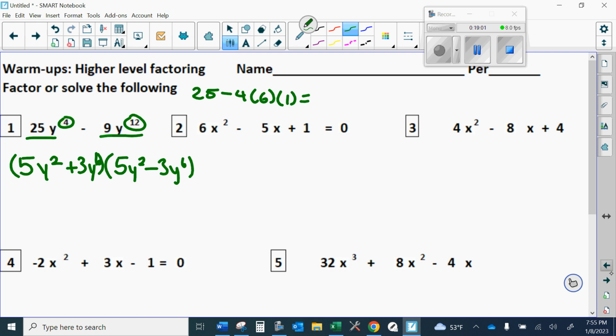I get 25 minus 24 is 1. 1 is a perfect square, so that does factor, guaranteed. So, equations, I'm going to have to set each one. There is no GCF to factor out or divide by.